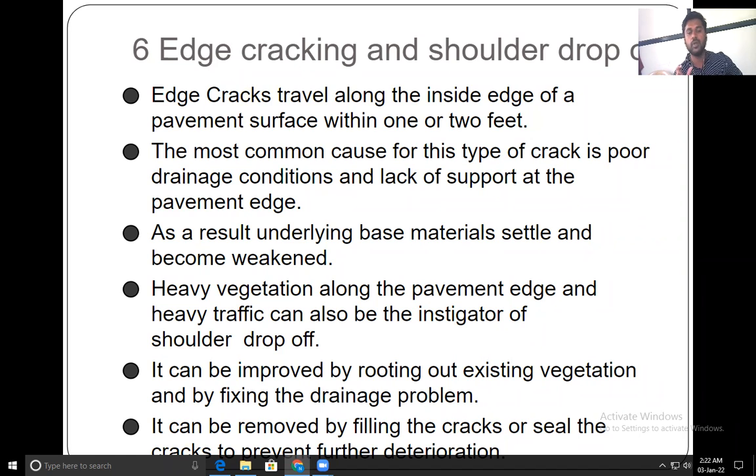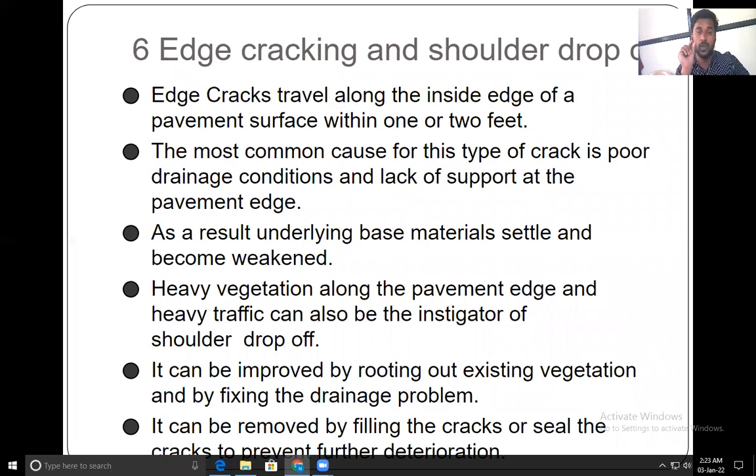It can be improved by rooting out the existing vegetation and by fixing the drainage problem. What will we have to do then? We have to take out whatever vegetation is there, and we have to provide proper drainage condition at that place, so that the cracks will not be there. If we provide the proper drainage system and a proper firm base to those edges. It can also be treated by filling the cracks or sealing the cracks to prevent further deterioration.